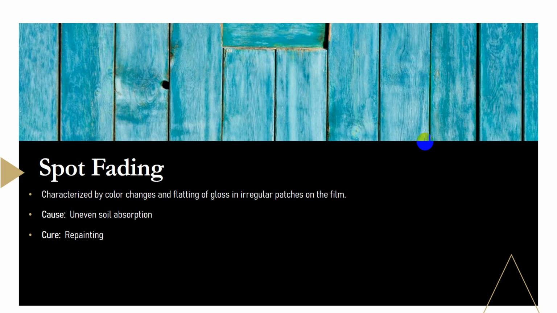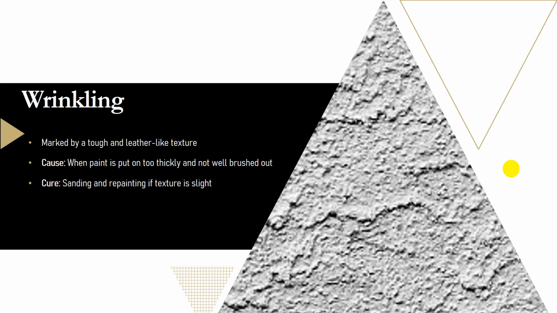Spot fading. Spot fading is the result of insufficient coat or a priming coat improperly formulated to penetrate and seal surface pores. The cause is the uneven soil absorption and the cure is repainting and also practicing proper painting techniques. The last one is the wrinkling.